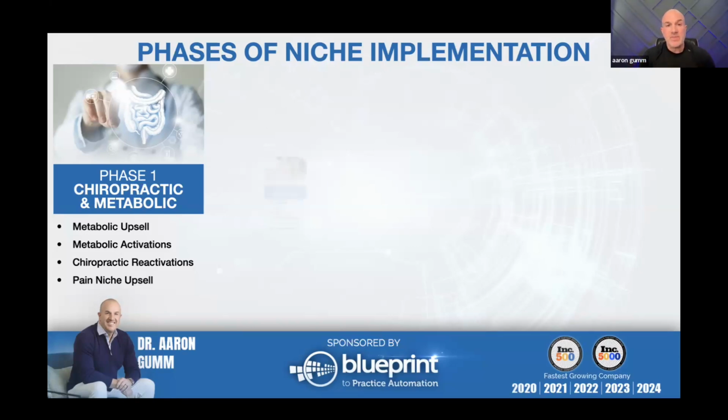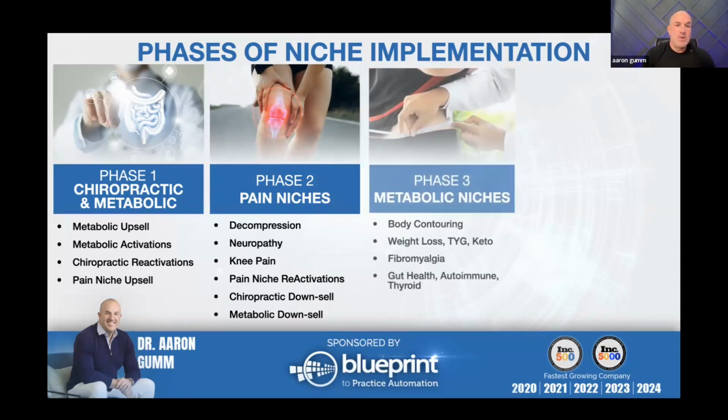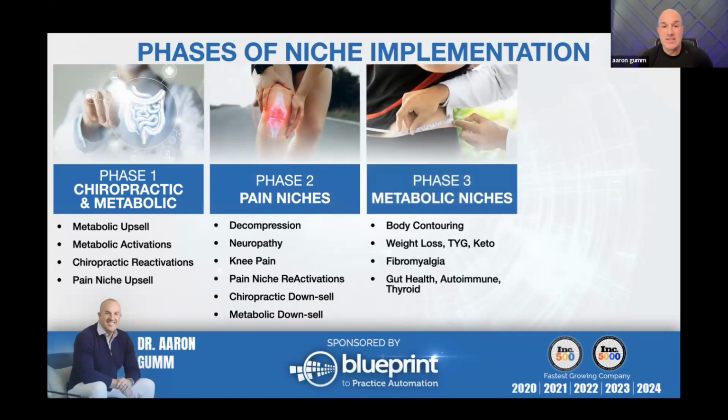That's phase one. Phase two, we start marketing, but at the top of that pyramid, we start marketing a pain niche. Maybe it's decompression, maybe it's neuropathy, or maybe it's knee pain. And then we start downselling those into chiropractic and metabolic. We're doing reactivation campaigns with those new leads. And then we look at phase three, metabolic niches.